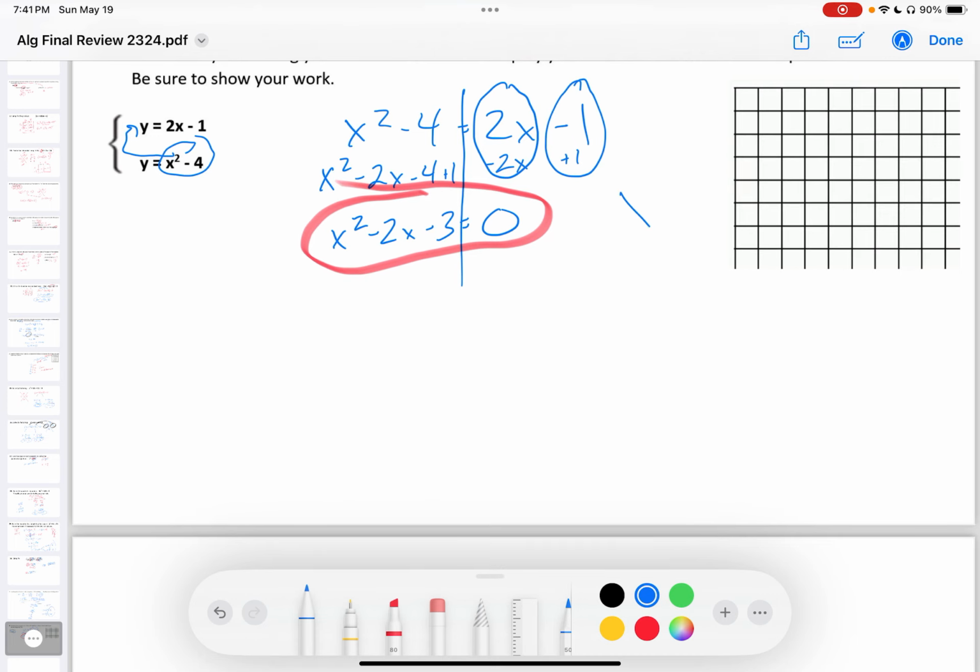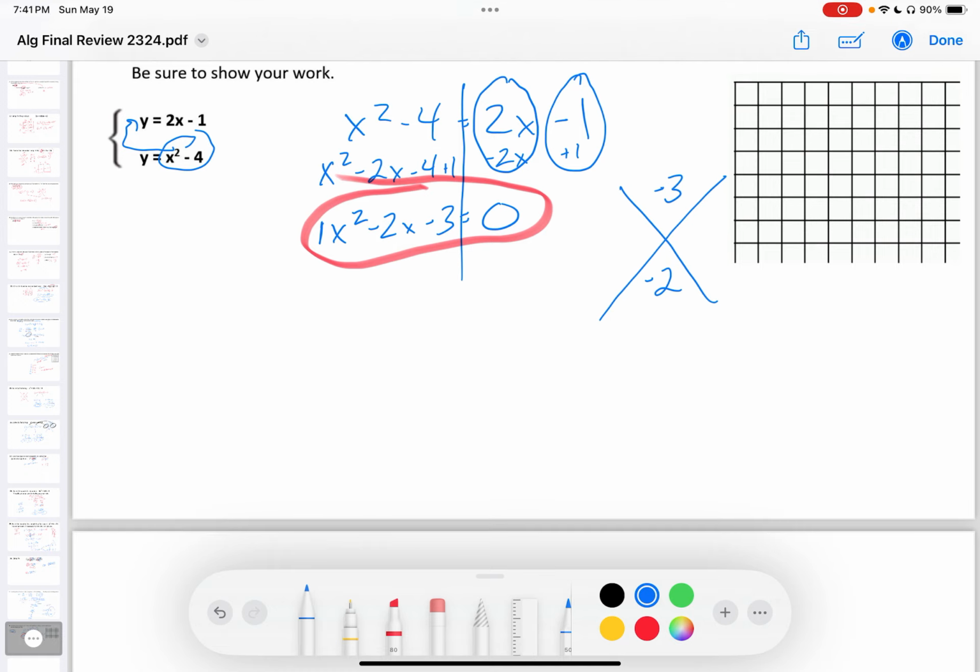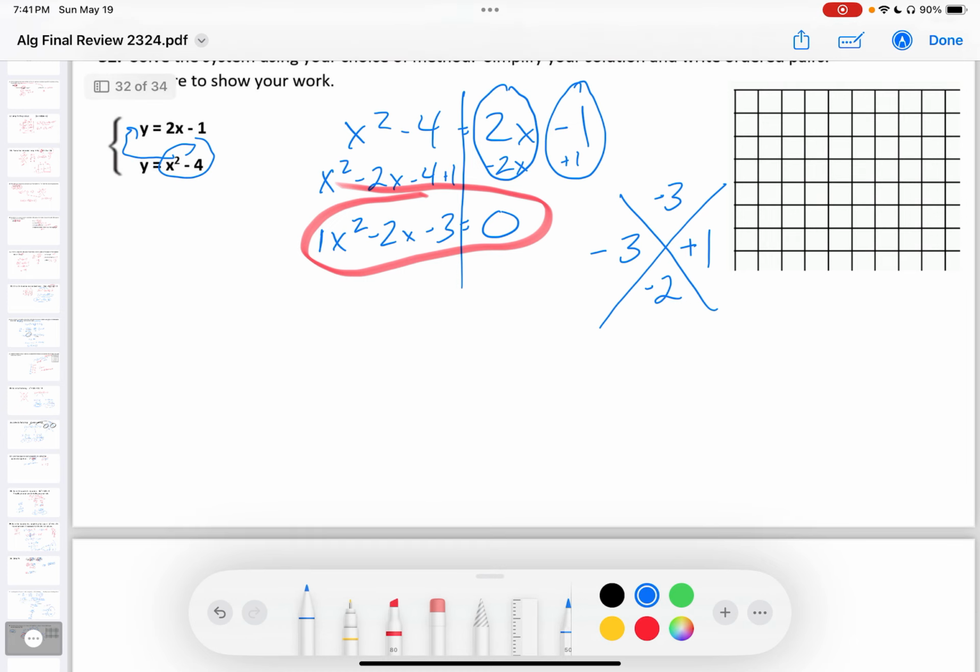I'm going to try to solve by factoring because the a value is 1. So I'm going to put a negative 3 up top and a negative 2 at the bottom. I need two numbers that multiply to negative 3 that add to negative 2. I know I've got to have negative and positive. I know 3 and 1 could work. And if the 3 is negative and the 1 is positive, that sure enough adds to negative 2. So x minus 3 times x plus 1 is our factored form.